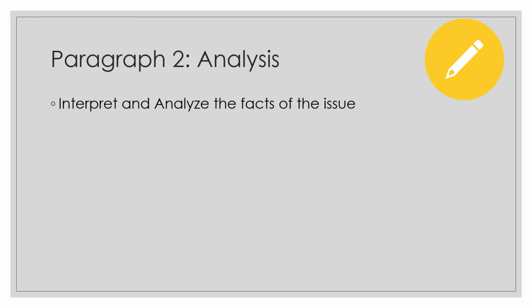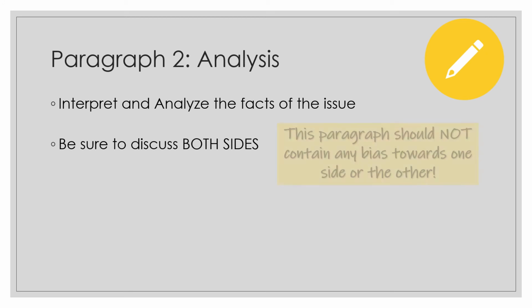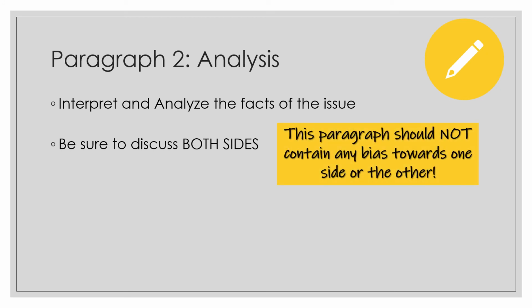The next paragraph is your analysis of the issue. This is where you're going to interpret and analyze the facts that you have researched. Make sure that you present both sides of the argument. This paragraph should not contain bias of any kind. Save that until your next paragraph where you're going to express your opinion.